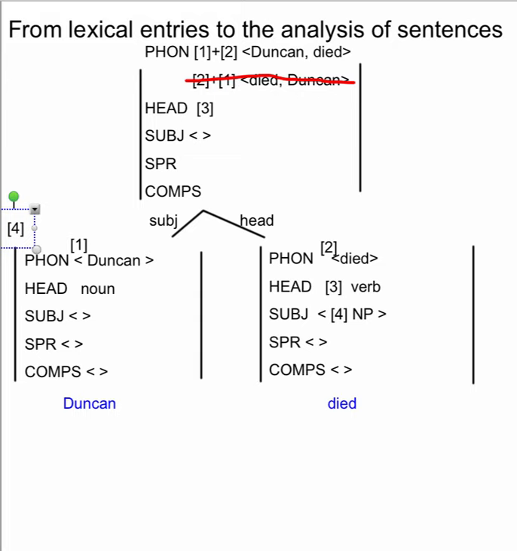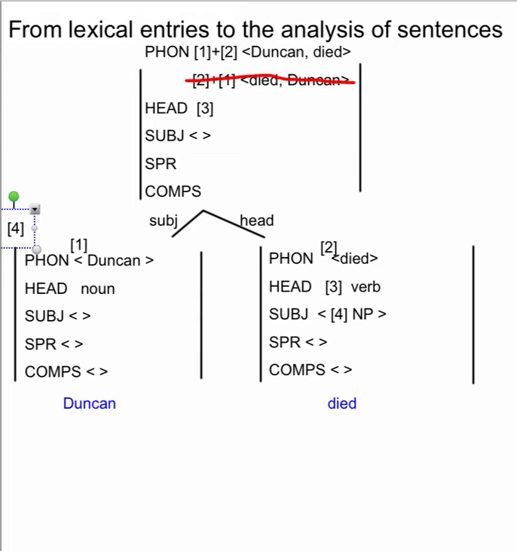Since the head has found its subject, of course, the subject requirement does not have to reappear on the phrase level. So the subject requirement is saturated, and this is expressed by the empty subject list on the phrase. We now have the phon value, the head value, and the subject value of the sentence. What is still missing is the specifier value and the comps value.